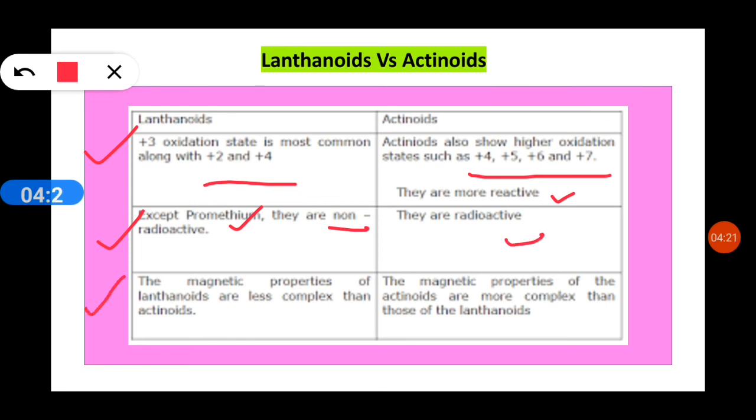The magnetic properties of lanthanoids are less complex, whereas those of actinoids are more complex. Another difference is of actinoid and lanthanoid contraction. Actinoid contraction is more as compared to lanthanoid contraction. So this is all about F block elements.